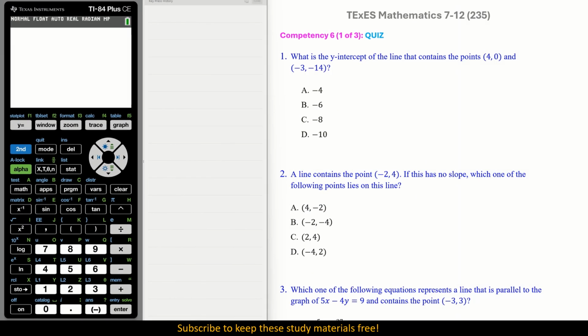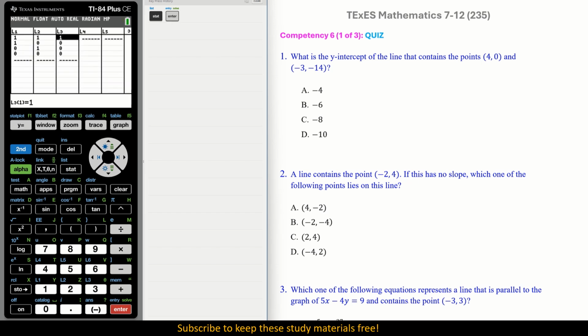Number 1, what is the y-intercept of the line that contains the point (4, 0) and the point (-3, -14)? Okay, for this one, we're just going to use our calculator. So we need stat, and we're highlighted on what we need. That's the edit. So let's push enter and let's go up and clear enter. Remember when you highlight the L listing above, remember to always push clear. Now let's arrow over, clear, enter, and arrow over, clear, enter. Just clear them all out.